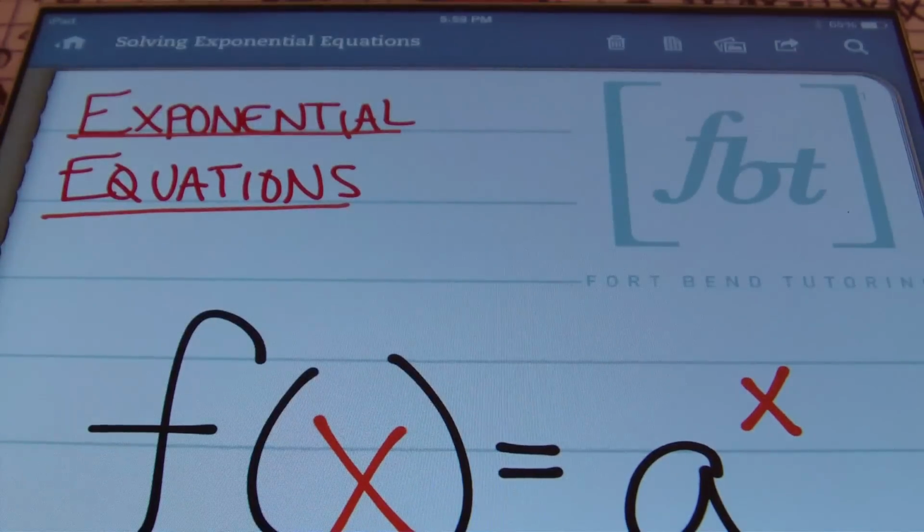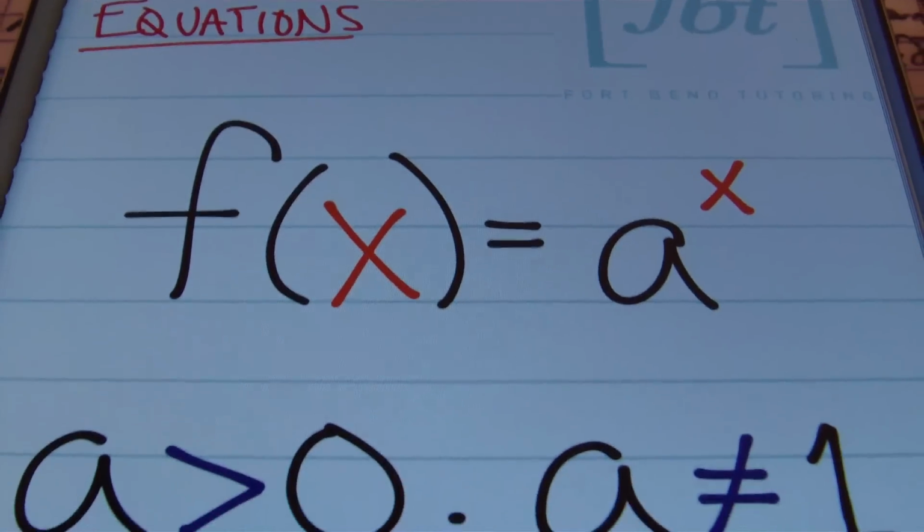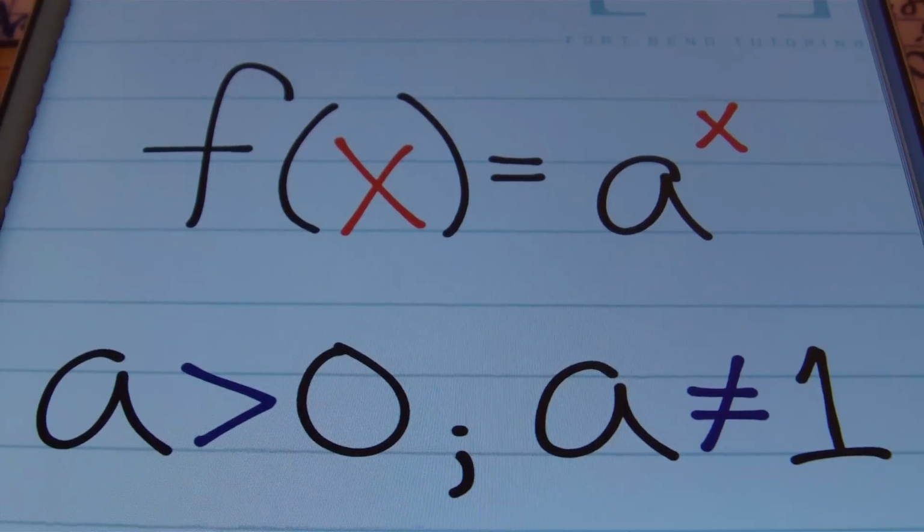So we have exponential equations, and you see before you the parent function of exponential equations. All of our equations that we'll be solving today have a parent function of f of x equals a to the x, where a is greater than 0 and a cannot equal 1. So those are the conditions for the base in our equations right here. All right, so there's the form. Let's get to solving some problems, shall we?